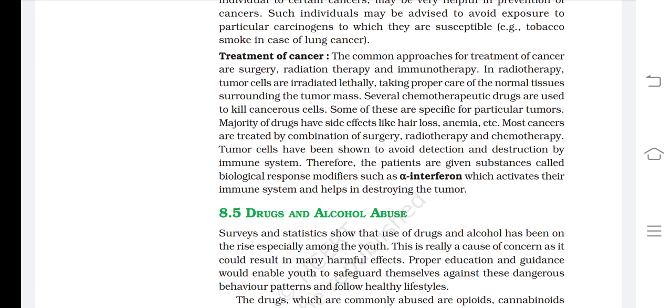Tumor cells have been shown to avoid detection and destruction by immune system. Therefore, the patients are given substances called biological response modifiers, such as alpha interferon, which activates their immune system and helps in destroying the tumor.